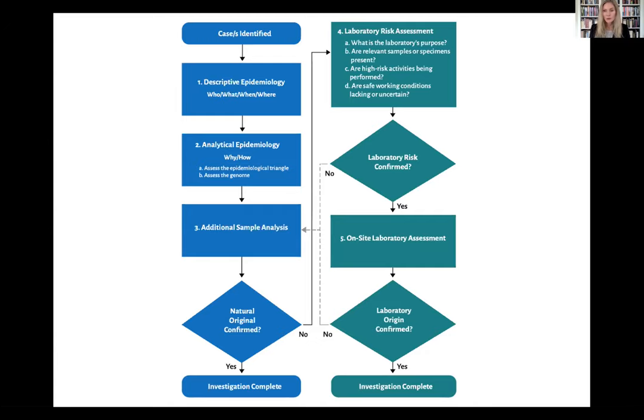Now, if a natural source is not identified, or if early evidence indicates a potential lab or research-related source, the search for a natural source should continue, of course, but the investigation should expand to include lab sources. So this is the first of the green boxes at the top right of the diagram.